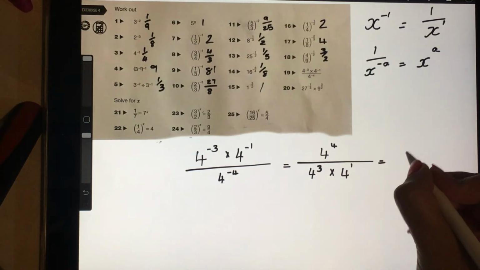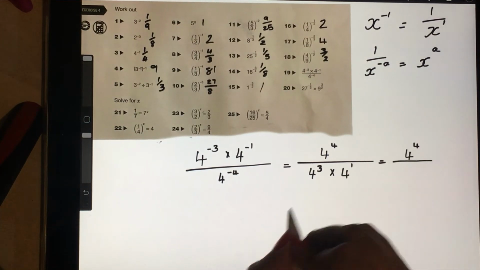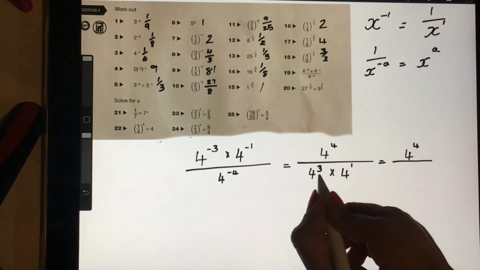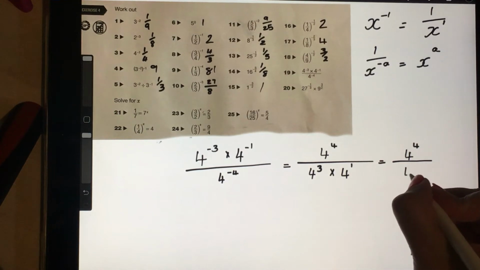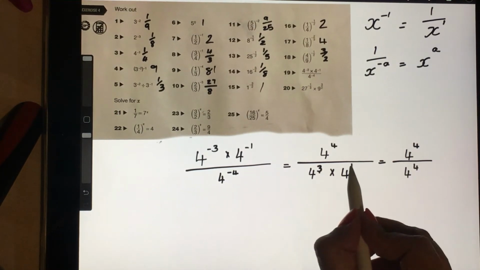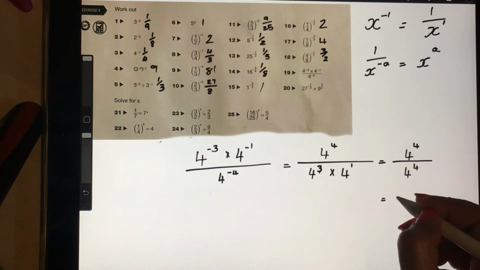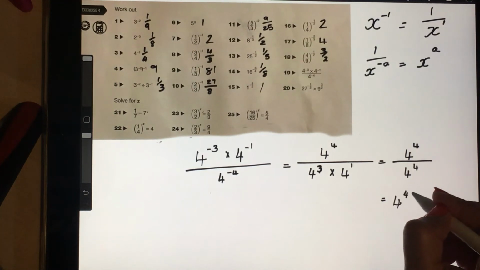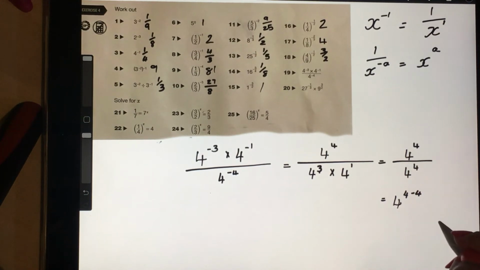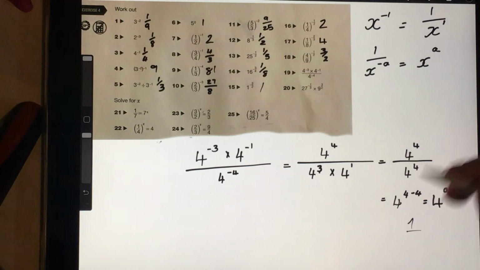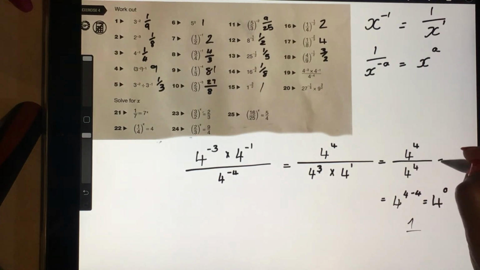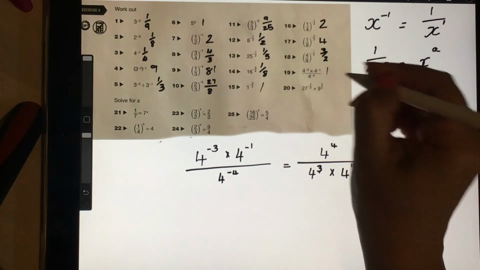Now I'm applying my laws of indices, the basic laws of indices. That one stays the same. If I multiply two base numbers that are the same, I add the indices. So I'm going to get 4 to the power of 4 because 3 plus 1 equals 4. Now I can see that they are exactly the same. But if I wanted to apply the law, it's going to be 4 to the power of 4 minus 4. Because when we divide the same base number, we actually subtract the indices from one another. And 4 minus 4 is 0. And anything to the power of 0 gives us 1. Right. We could have seen this. This step is not necessary. You could see if the numerator and the denominator is the same, the answer will be 1. Right. So number 19 is a 1.